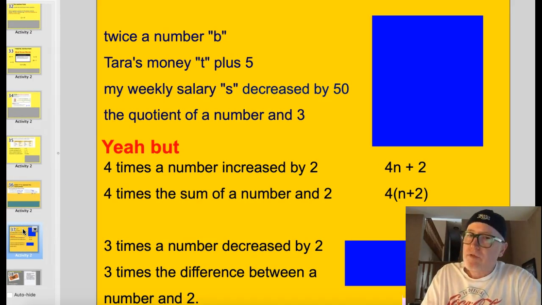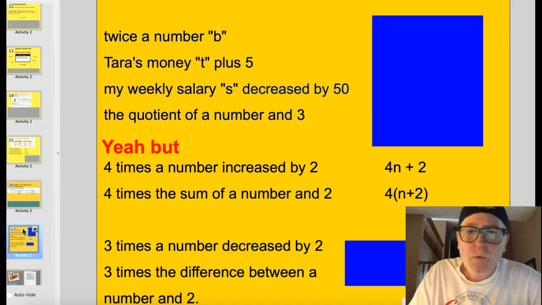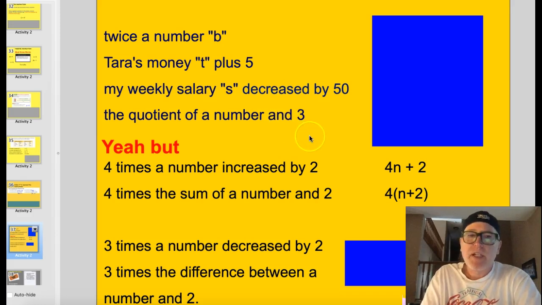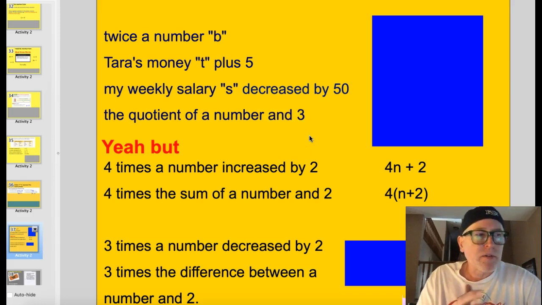Okay, let's try 4 more. And then we'll get to the yeah buts. So we have twice the number b, Tara's money plus 5, my weekly salary, S, decreased by 50, and the quotient of a number and 3. Try those.